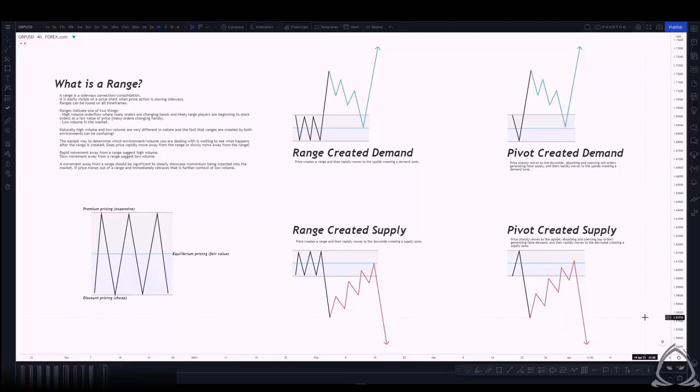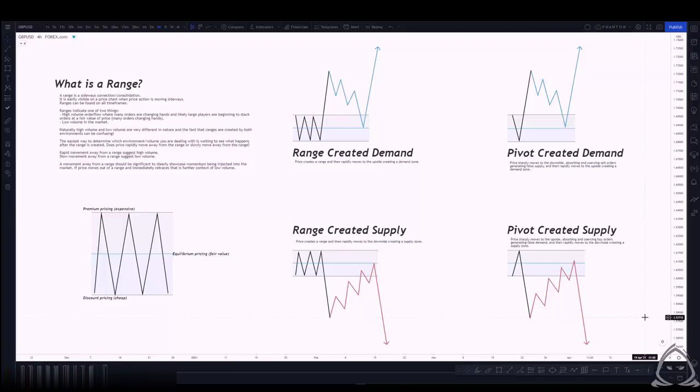When there's fair value, orders are changing hands at a rapid pace and you're not seeing much movement on a price chart. When there is an imbalance in supply and demand, that's when you see price move rapidly in one direction because it's trying to seek more orders or liquidity to balance that supply and demand.